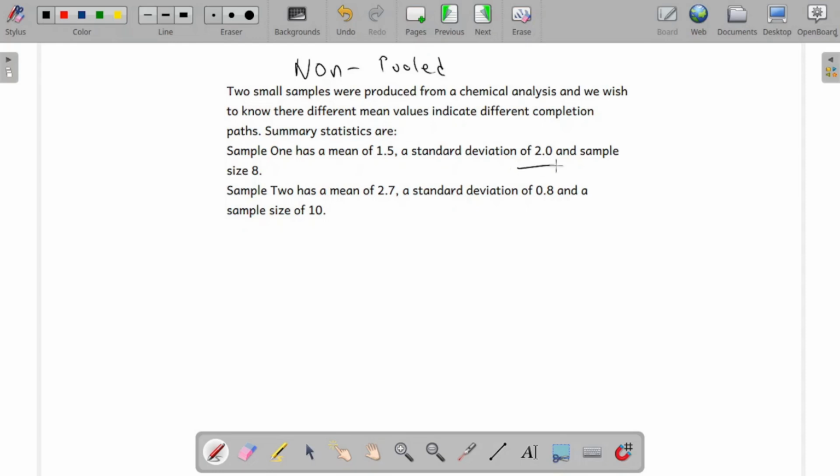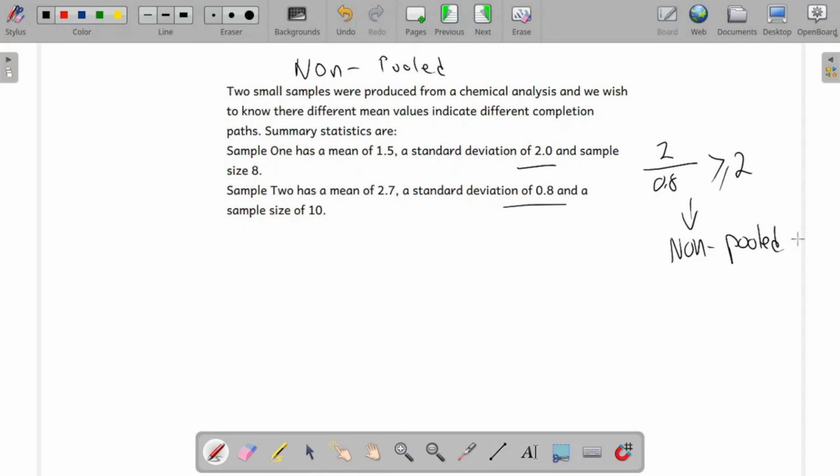So the standard deviation of the first sample is 2. The standard deviation of the second is 0.8, and this ratio is clearly greater than or equal to 2. So this implies that we will do the non-pooled standard deviation version of the two-sample t-test.